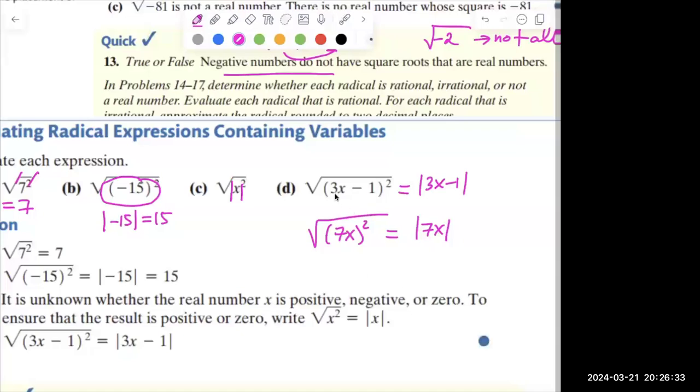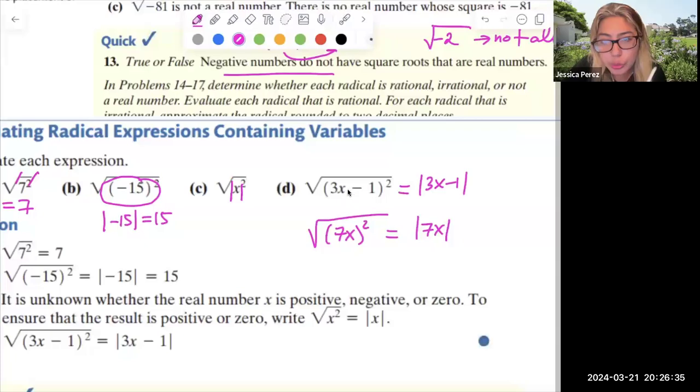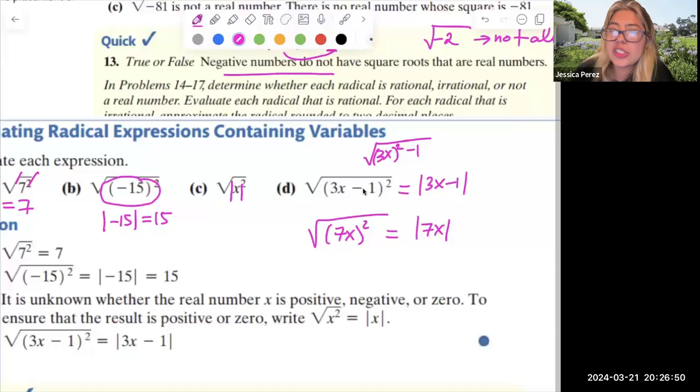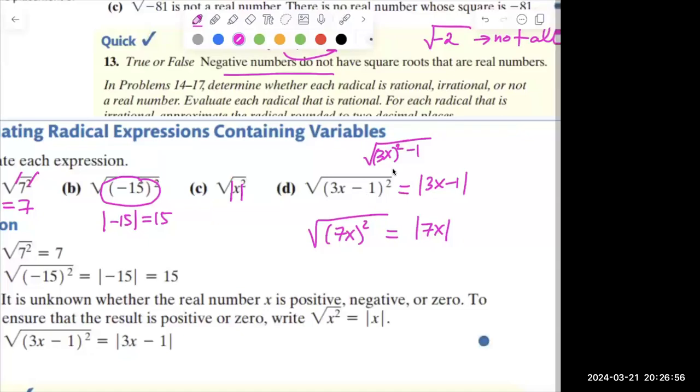This is all together because it's 3x minus 1 in a parentheses. If this was like that, and then a negative 1, that's different. You wouldn't even be able to solve it like that because they're together. These wouldn't cancel. Okay, that makes sense now.